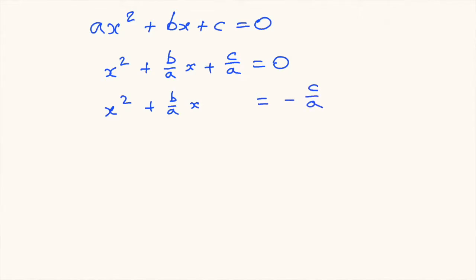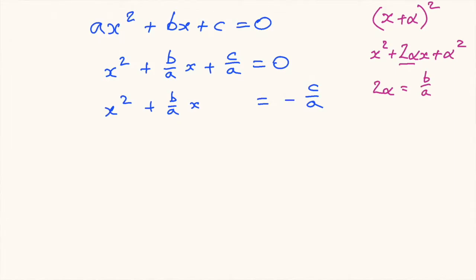As far as completing the square goes, I'm going to consider if we take x plus alpha squared. If I expand this, this will be x squared plus 2 alpha x plus alpha squared. If you look at this 2 alpha here, it's going to be the same as b over a. So we know that 2 alpha equals b over a, so alpha equals b over 2a, and then alpha squared is b squared over 4a squared.